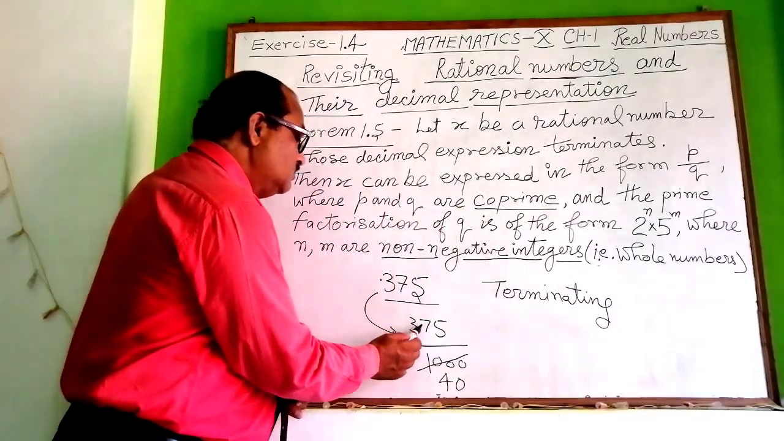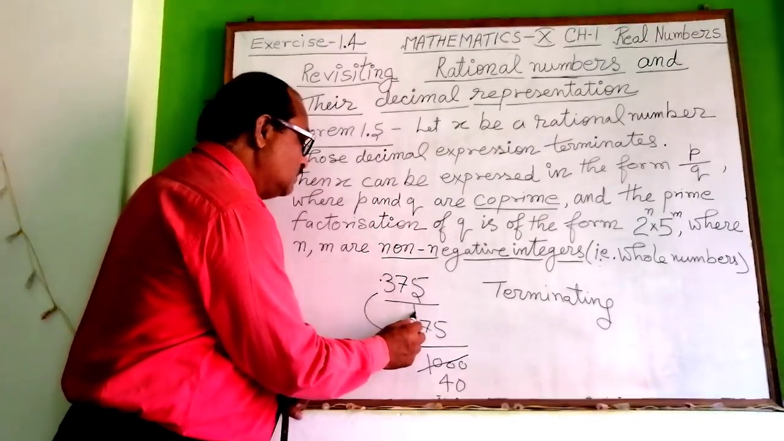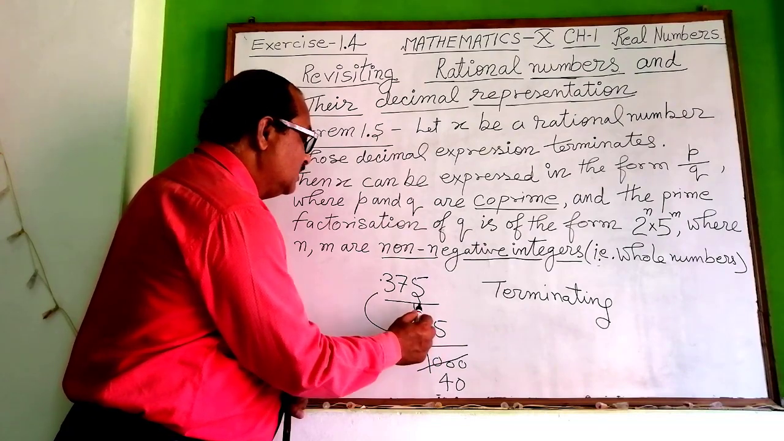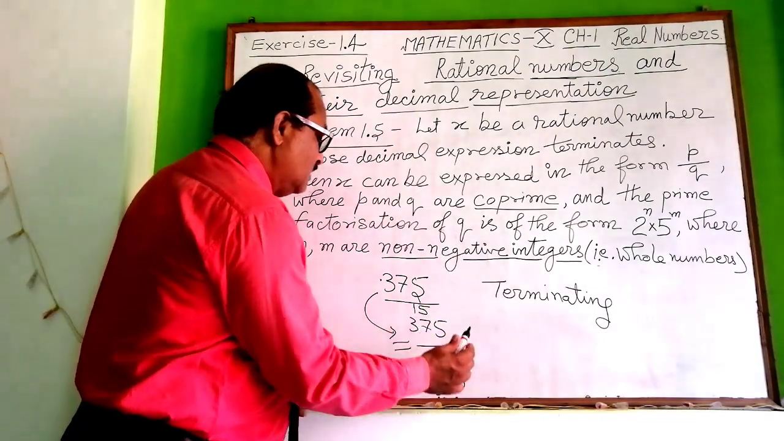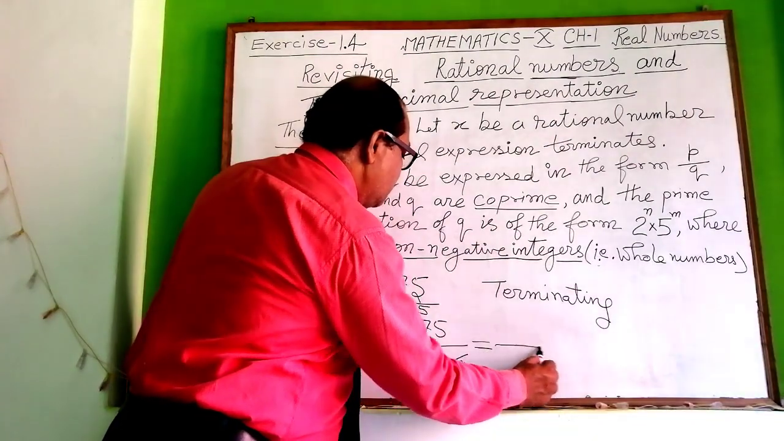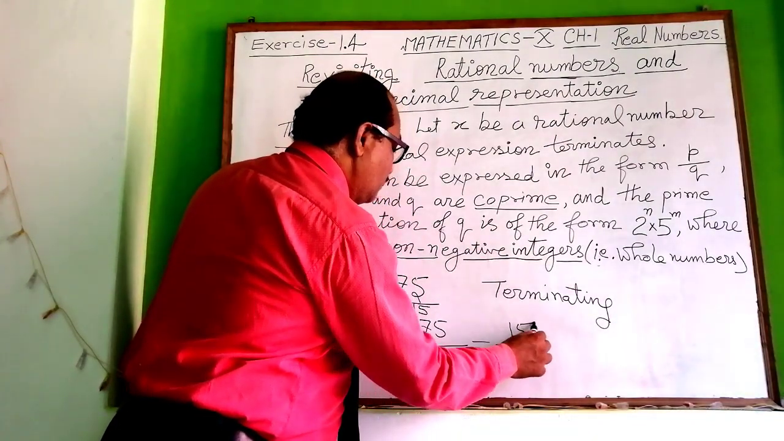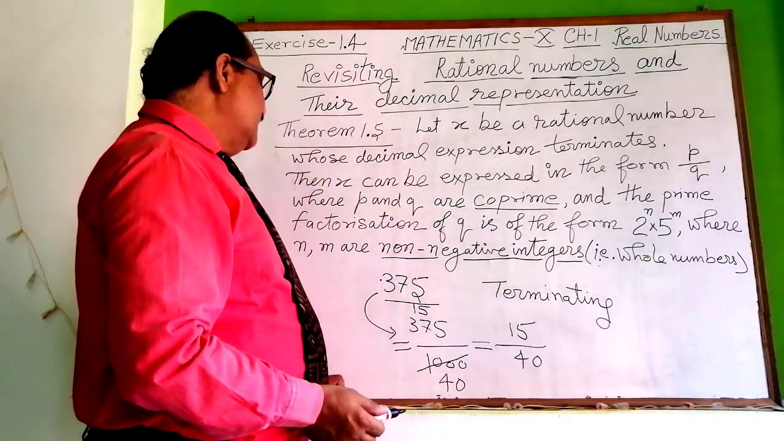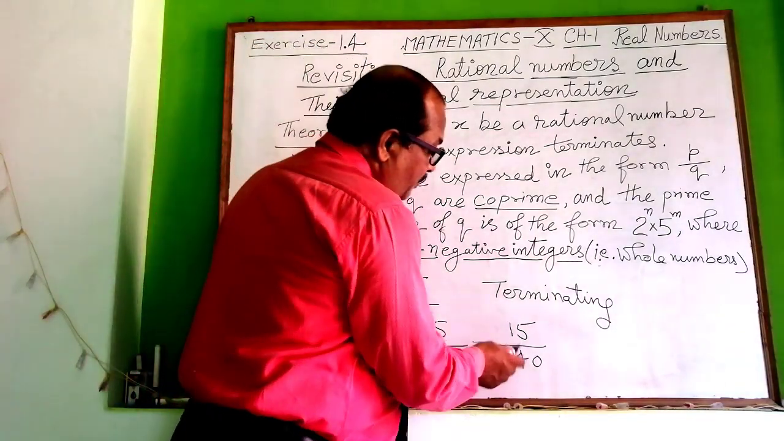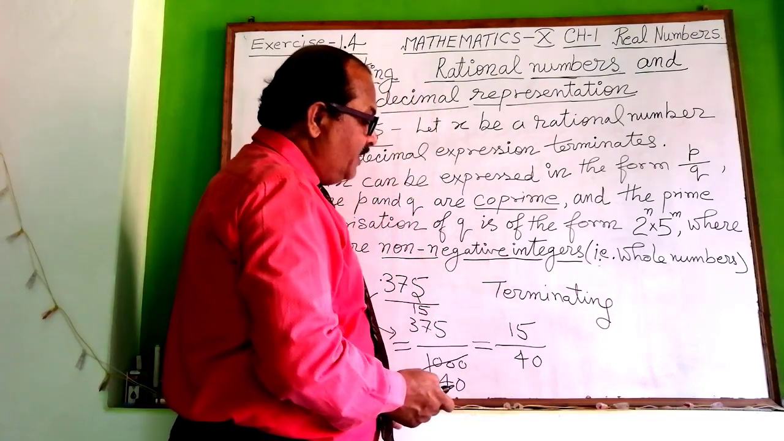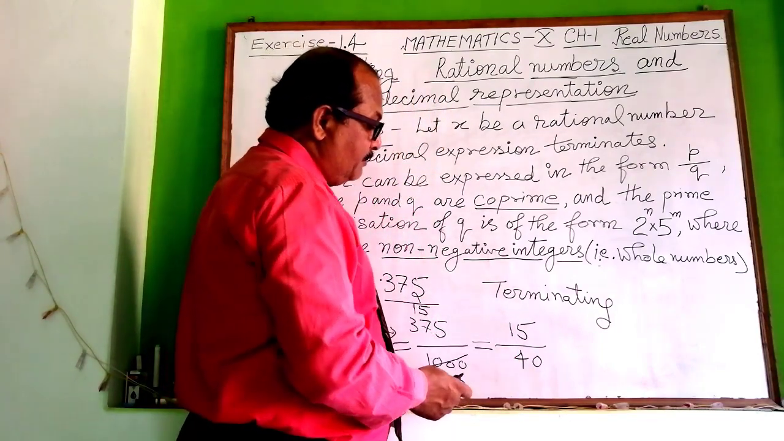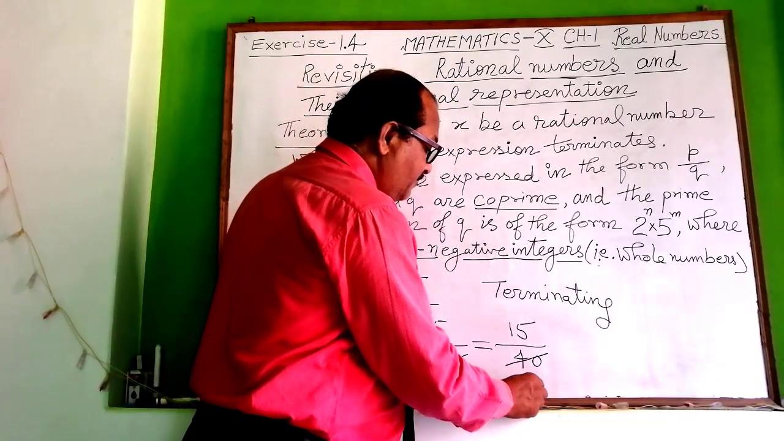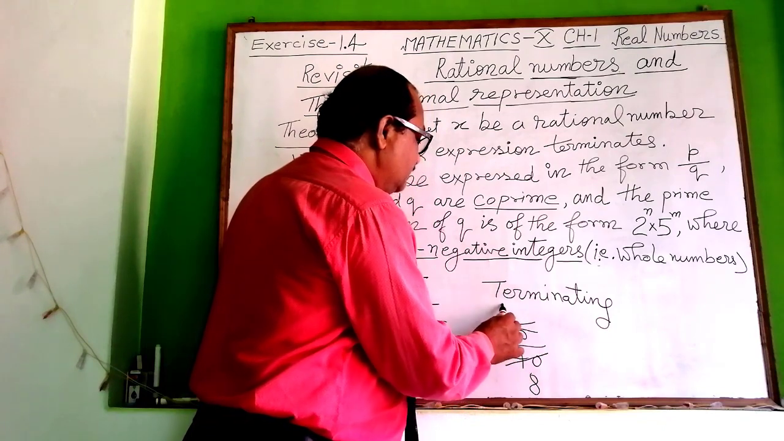And this can also be divided by 25. 25 goes once, and 12 is the remainder, so 25 fives are. So you can see the number is coming 15 upon 40. Again you may further simplify, because numerator and denominator are not co-prime. So again divisible by 5: 5 eights are 40 and 5 threes are 15.